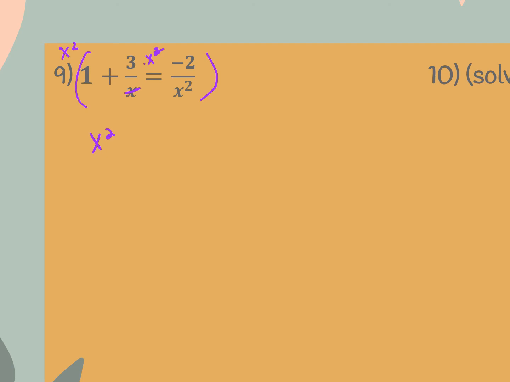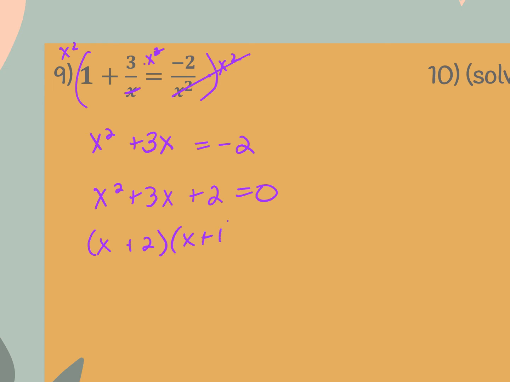One of the x's cancel. Plus 3x. Multiply by x squared here. They both cancel, equals negative 2. Now it's much more manageable. Move the 2 to the other side. So x squared plus 3x plus 2 equals 0. And then factor: x plus 2, x plus 1, and split and solve. X equals negative 2, x equals negative 1.